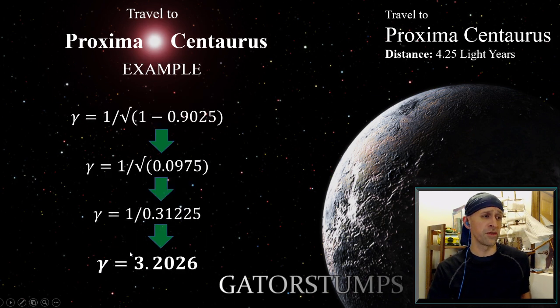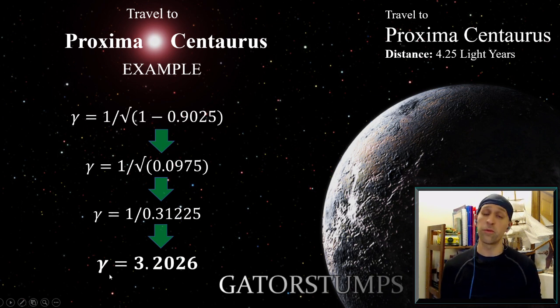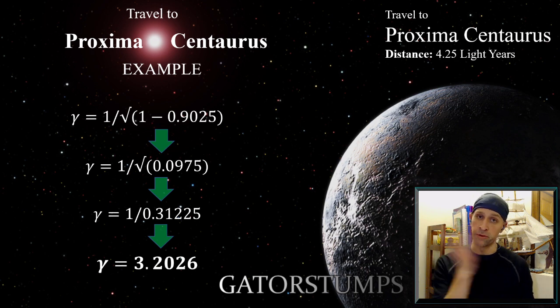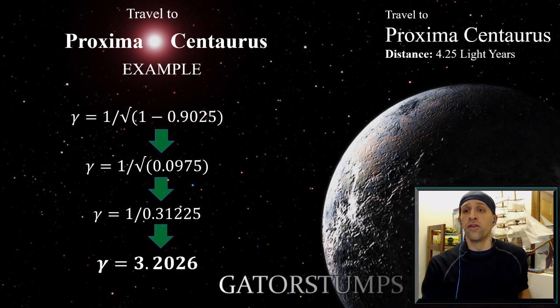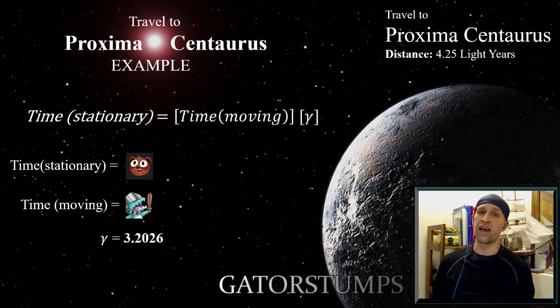You do the square root, you take that, you do the subtraction, you do the square root. What you get is gamma equals 3.2. Well, 3.2026. Actually, it goes longer than that, but I rounded it off at that point. So now we have a gamma number.